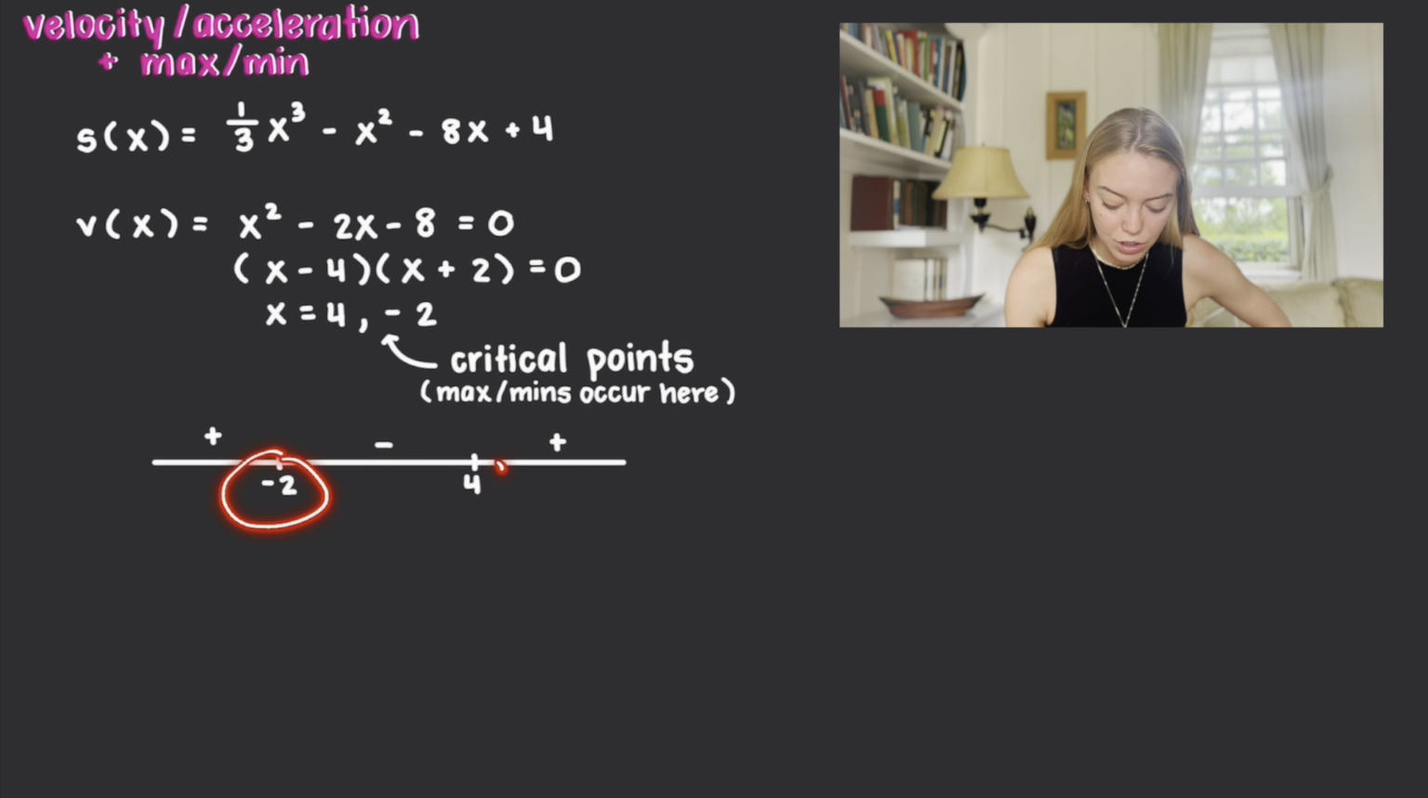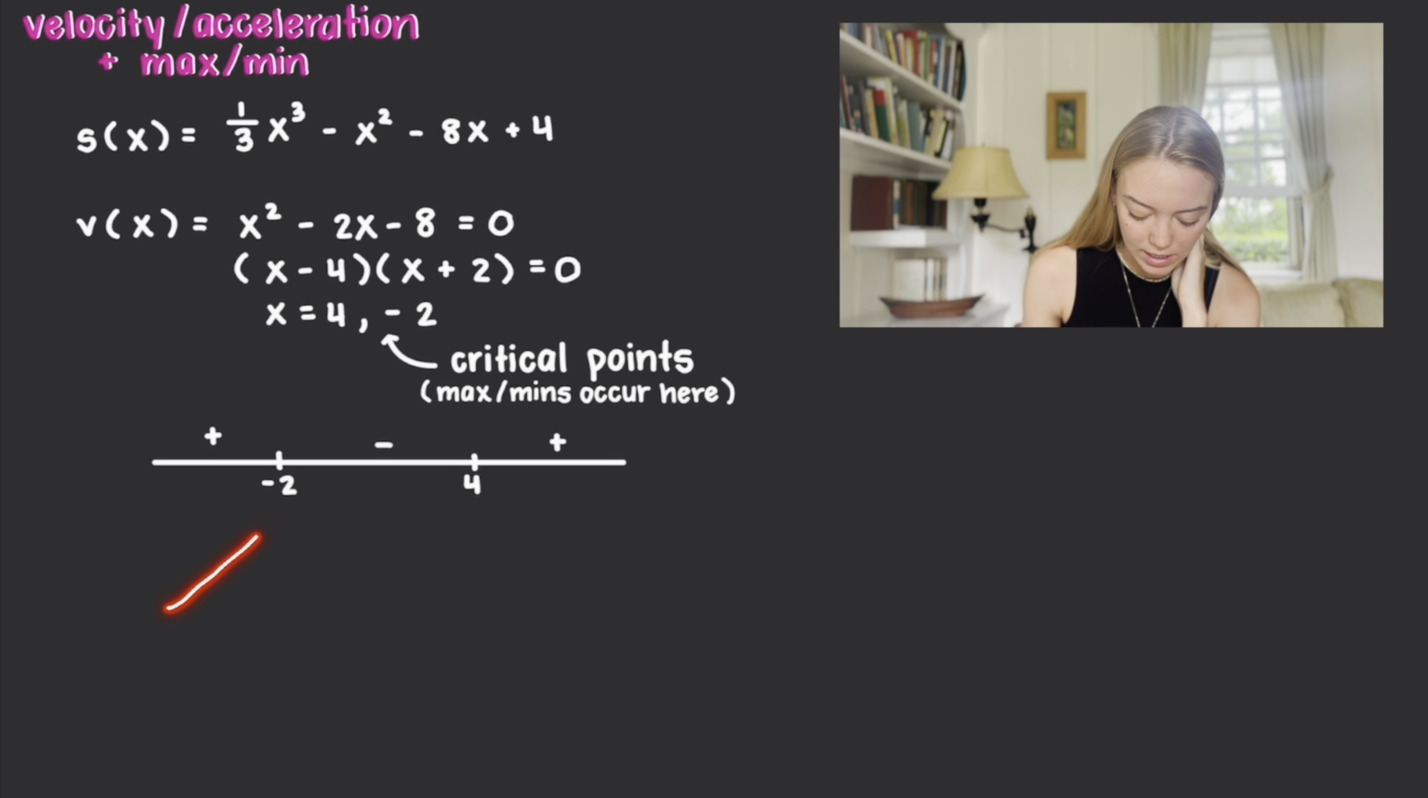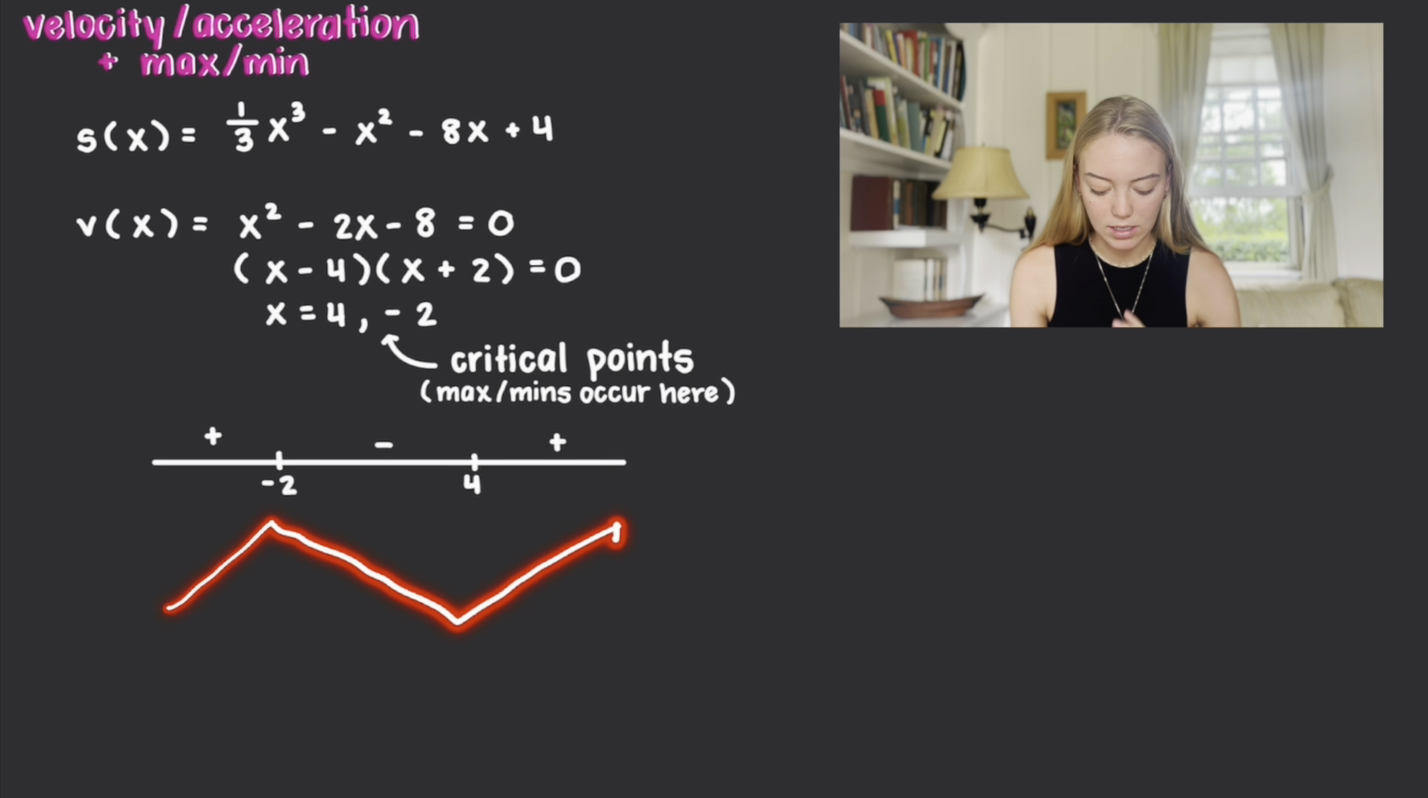Technically velocity is a slope, right? Because it's the derivative of s of x. So I always like to draw it out. A positive slope looks like this. Negative slope looks like this. And a positive slope looks like this.